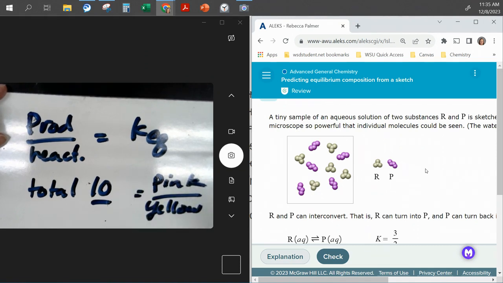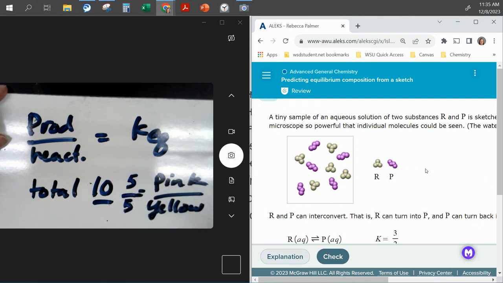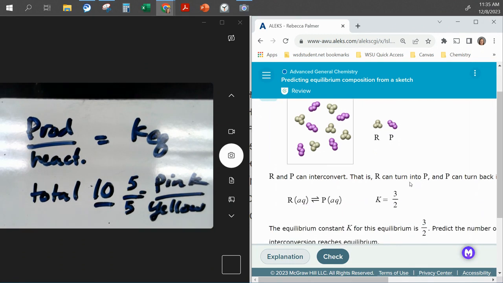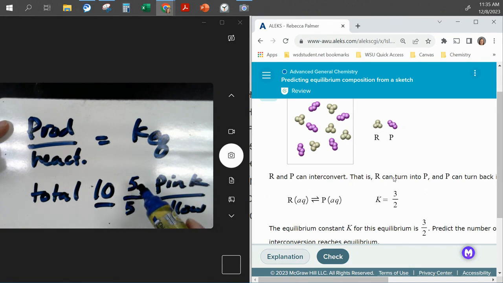So right now we have 5 pink ones, 1, 2, 3, 4, 5 pink, and 1, 2, 3, 4, 5 yellow. So right now the equilibrium, or it's called the reaction coefficient, is 1. We have 5 products to 5 reactants, so it's not at equilibrium yet. So it's telling me that these can interconvert. If I have this ratio, it's at equilibrium, 3 over 2. So we need to figure out how many of these yellow ones need to move up to be a product, to be pink, to have this equilibrium expression equal to 3 over 2.